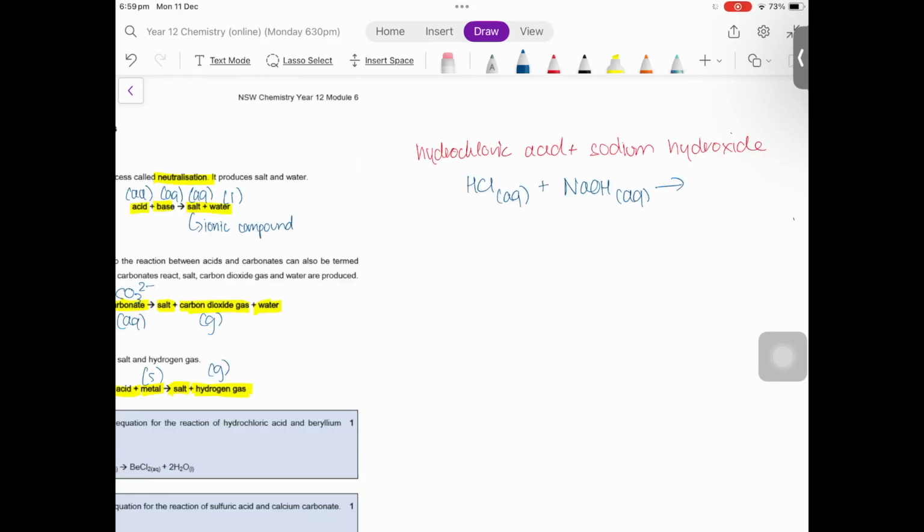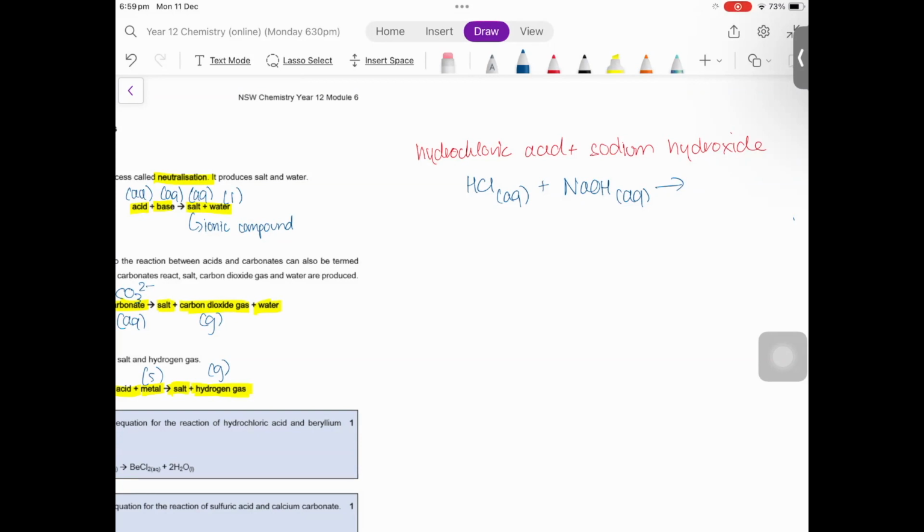When you are writing these equations, the water is not hard to write, the carbon dioxide is not hard to write, because those formulas are set in place. Regardless of what acid or what base you're reacting, it's always going to be a salt plus H2O, or a salt plus CO2 plus H2O. So the only formula that you don't actually know is the salt.